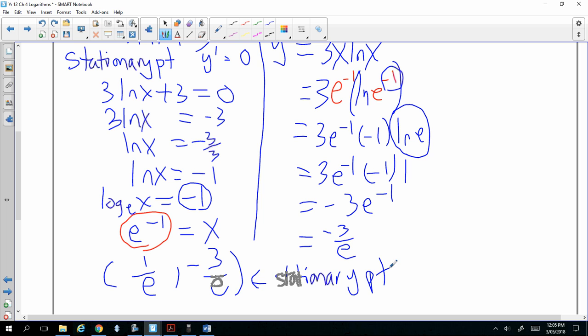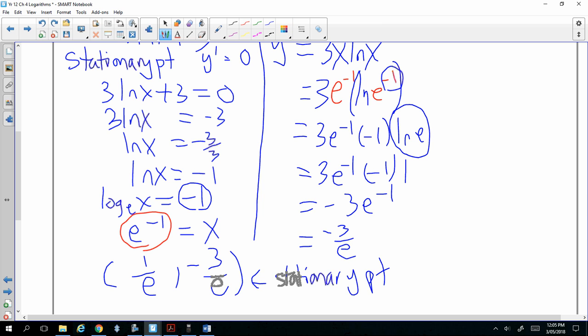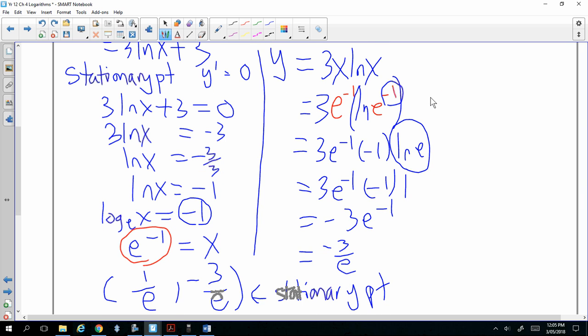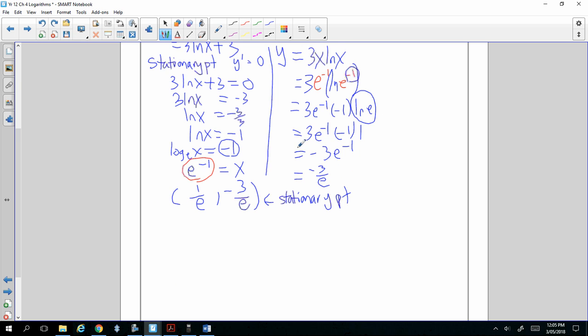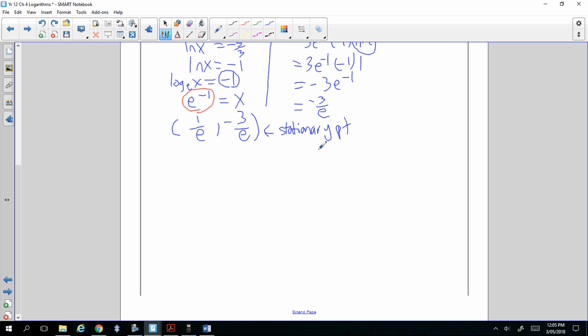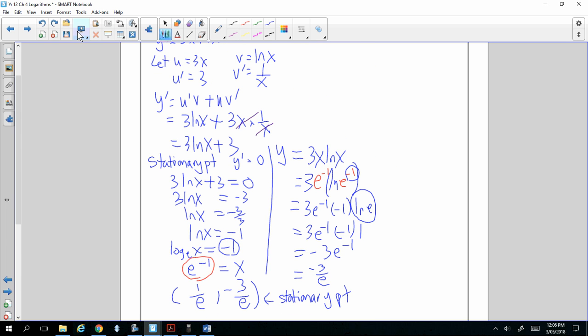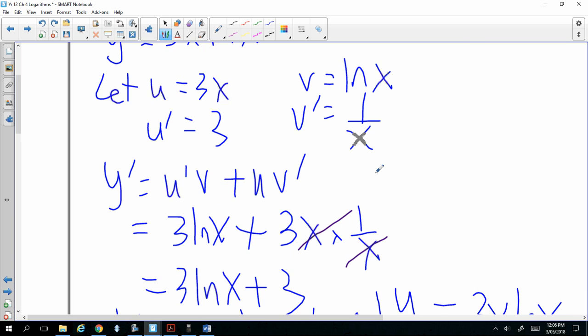Now we have to determine the nature. To do that, maybe we'll find the second derivative, because we have to find the inflection point anyway. So we'll continue. How much space do I have? No, that's all I have. So I use the upper part of the notes to do the second derivative. Let's find the second derivative.